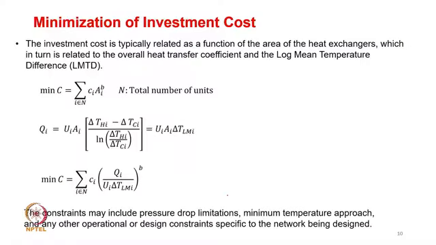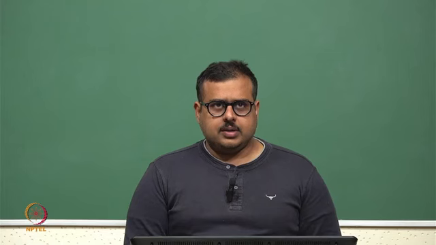Now let's look at the third objective here, the minimization of the investment cost. The investment cost is typically a function of the area of the heat exchanger. Why? Because if there is more area, it essentially means that your heat exchanger is bigger, and a bigger heat exchanger will cost more than a smaller heat exchanger. So the investment typically depends upon the area, which in turn depends upon what we call the logarithmic mean temperature difference.